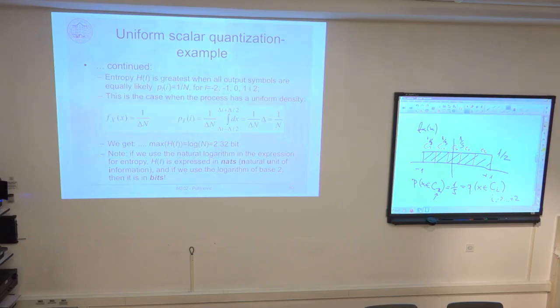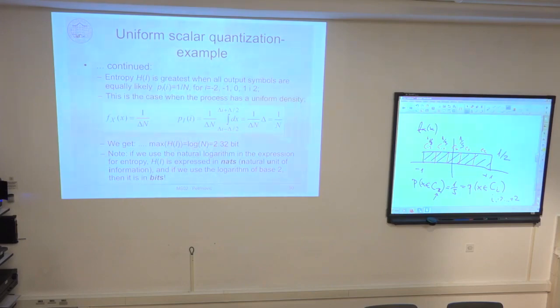If I would have 8 uniform levels, this would be 3 bits. If there are only 4 levels, it will be 2 bits. So it is above 2 bits and less than 3 bits. If we express the entropy in nats, then instead of using the logarithm base 2, I would use the natural logarithm. So this is the logarithm base 2.